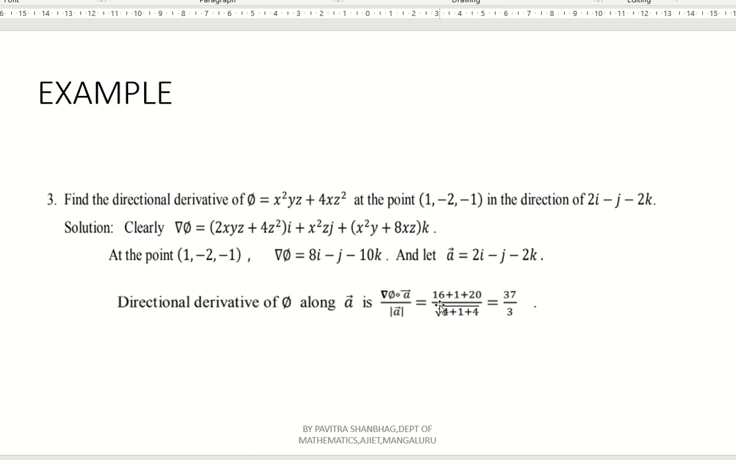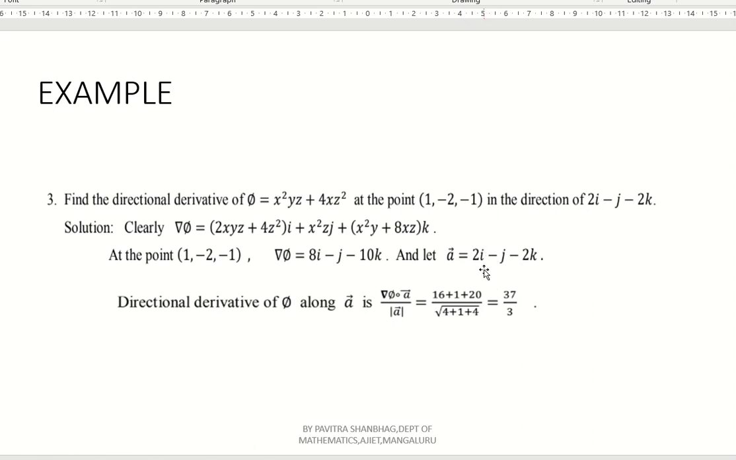16. Next, minus 1j dot minus 1j, so minus 1 into minus 1, that is plus 1, dot product of like vectors, same, right? Next, minus 10k dot minus 2k, that is 10 into 2, that is 20. So what will you get? 16 plus 1 plus 20, that is 37, divided by the magnitude of the vector a or vector d.